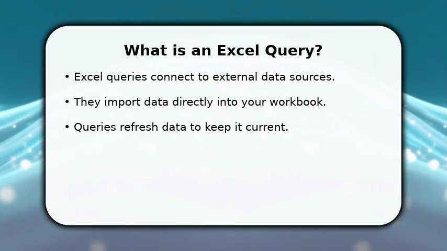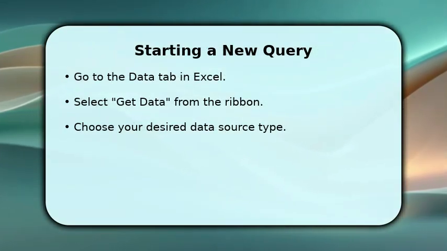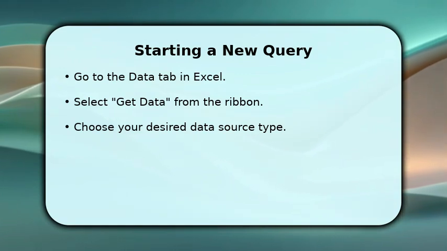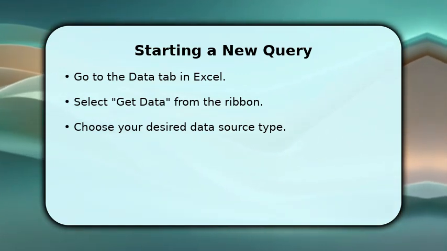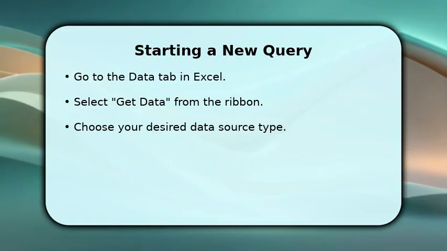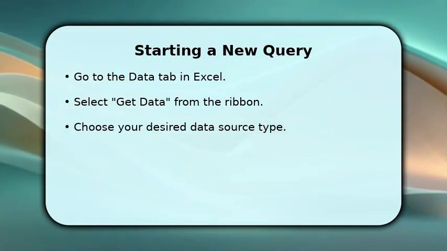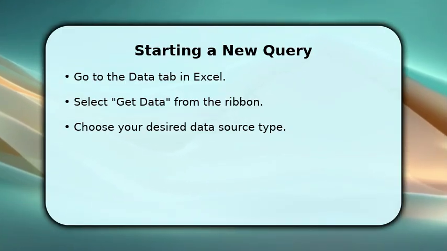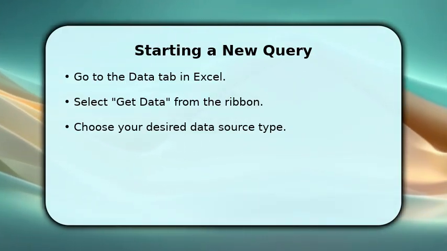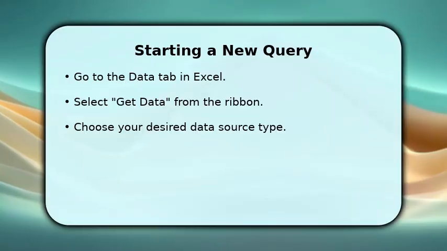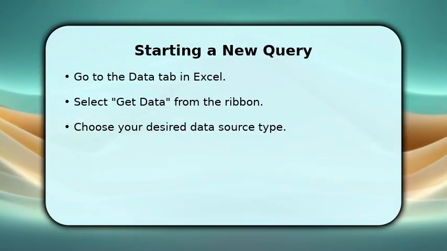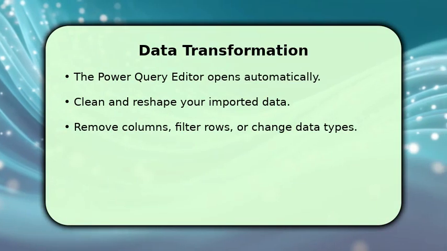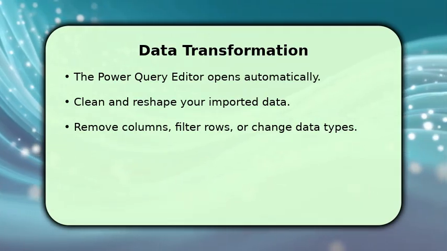and accurate. To begin, navigate to the Data tab in your Excel ribbon. From there, select the Get Data option. This opens a menu where you can choose your specific data source. Whether it's a file on your computer, a database, or an online service, Excel provides many connection options to bring your information in. Once connected, the Power Query Editor will open.